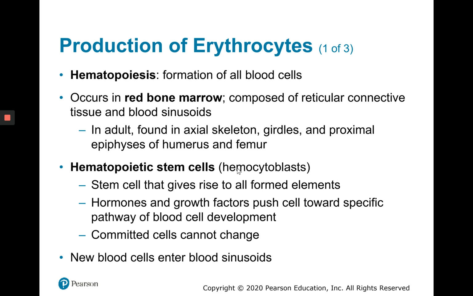There are going to be hormones and growth factors that are definitely pushing the cells toward becoming a specific type of cell, a red blood cell, a white blood cell, or a platelet. And once the cell commits to becoming a certain type of formed element, it cannot change its mind. So there is going to be a committed stage. And once the new blood cells are mature or almost mature, they are able to leave via the blood sinusoids and enter regular circulation.